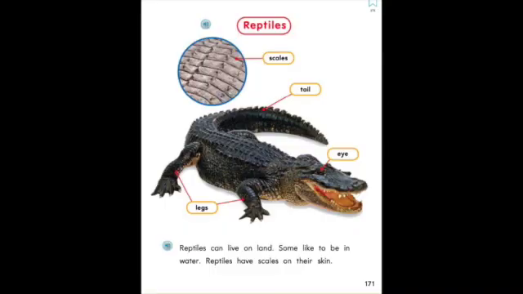Okay, now we're moving on to reptiles. Let's read what the picture says. Reptiles can live on land. Some like to be in water. Reptiles have scales on their skin, and you can see the labels: scales, a tail, eyes, and legs. So the first question about reptiles is, where do reptiles have scales? Where did our text tell us? I hope you can answer that one.